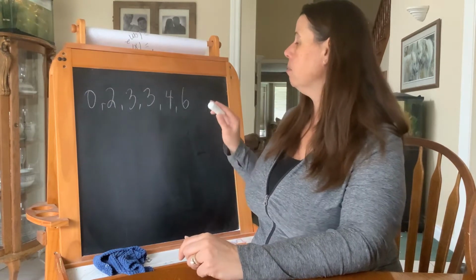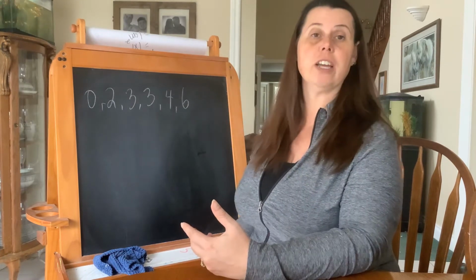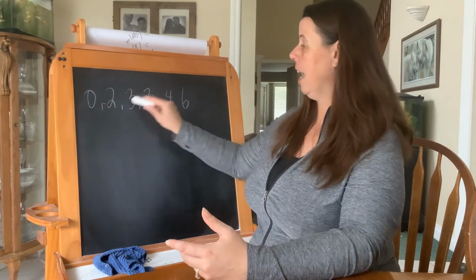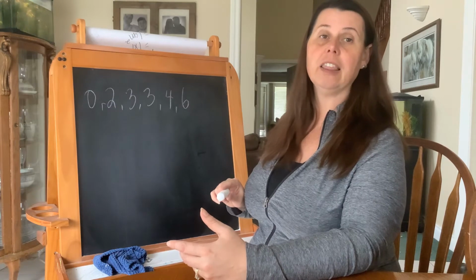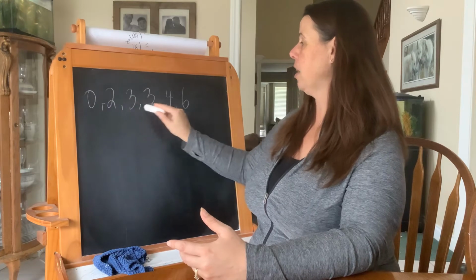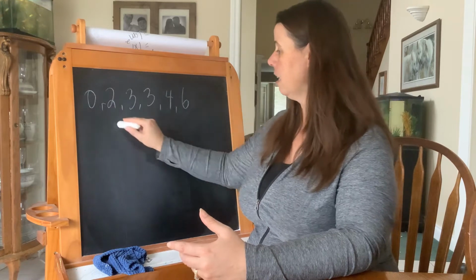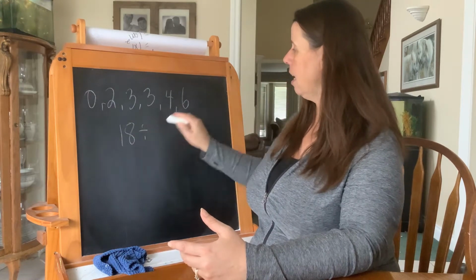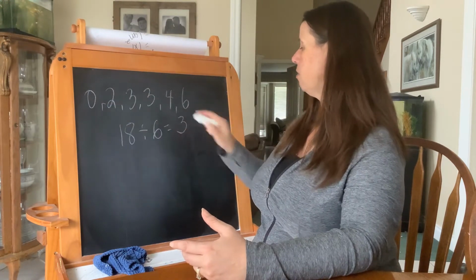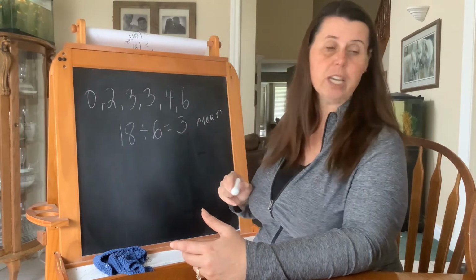So we're going to find the mean of this data set. Do you remember how to find the mean? To find the mean, we are going to add up all of the pieces of data and then divide by how many pieces there were. So 0 and 2 is 2, 3 is 5, 3 is 8, 4 is 12, 6 is 18. So it added up to 18, and I have 1, 2, 3, 4, 5, 6 pieces of data. So 18 divided by 6 is 3. So the mean is 3, right?